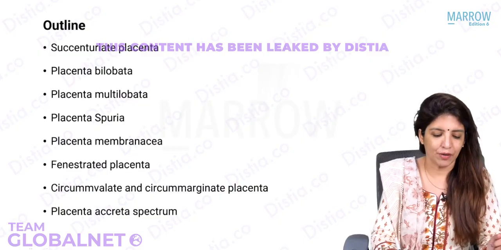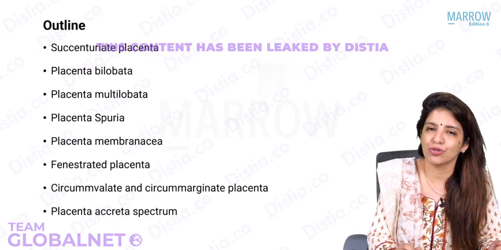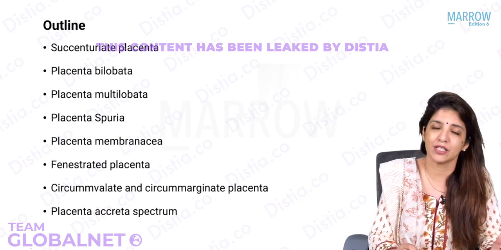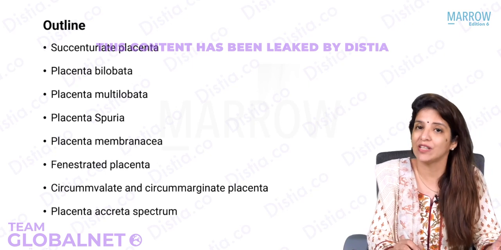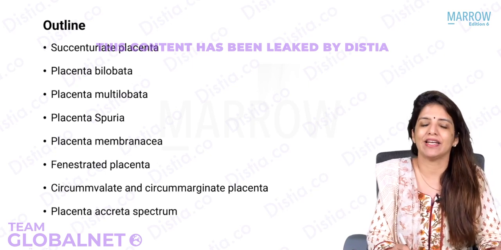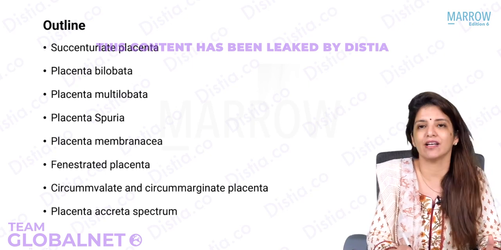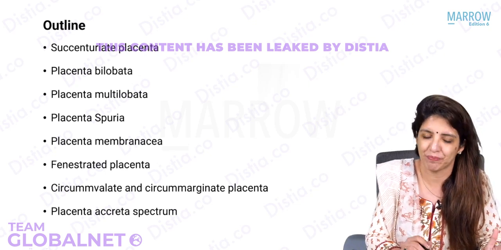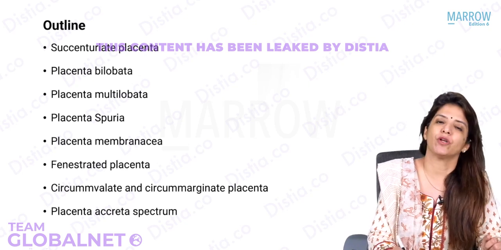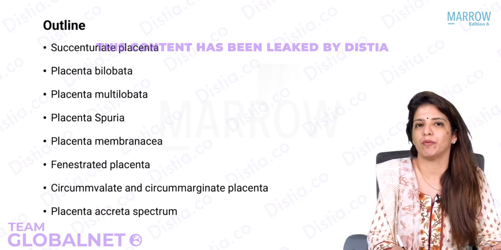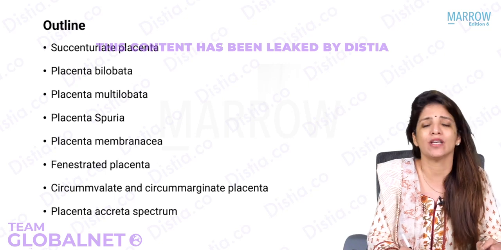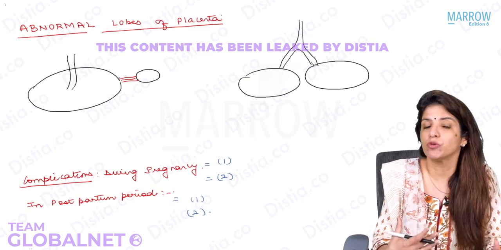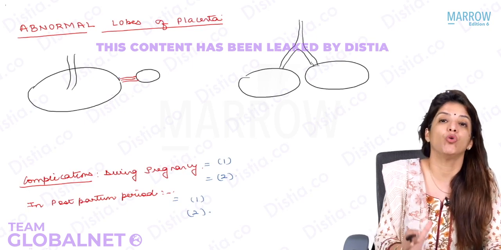So in this video, I'm going to talk to you about circumvallate placenta, placenta bilobata, placenta multilobata, placenta spuria, placenta membranacea, fenestrated placenta, circumvallate and circummarginate placenta, and towards the end, I'm going to talk to you about the placenta accreta spectrum. Right? So a very important video for all of you who are preparing for NEET, NExT, FMGE or for INI-CET exams. Now, first about which we are going to talk is the abnormal lobes of the placenta.